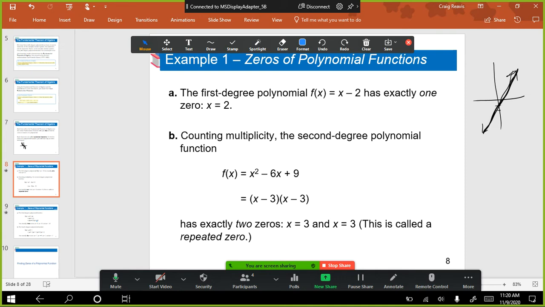All right. Counting multiplicity, the second degree polynomial x squared minus 6x plus 9, which when factored is x minus 3 times x minus 3. All right, this is a parabola that has a zero at x equals 3, and what is happening is this parabola is basically sitting right on the x-axis right there. That represents two zeros when it bounces up like that. All right.